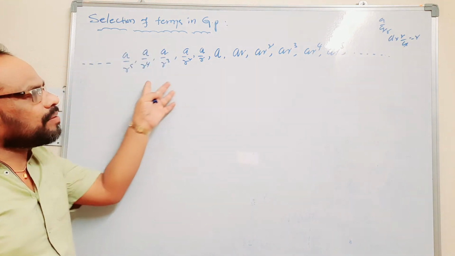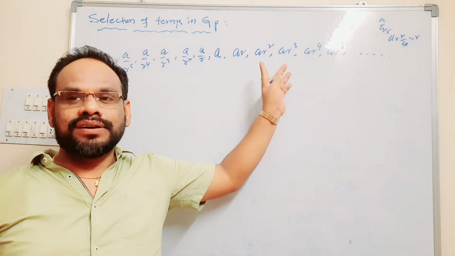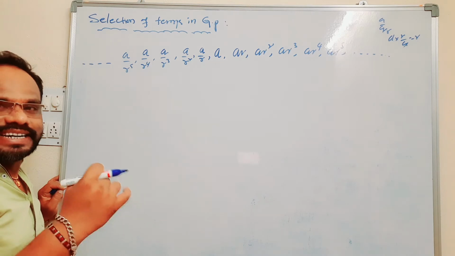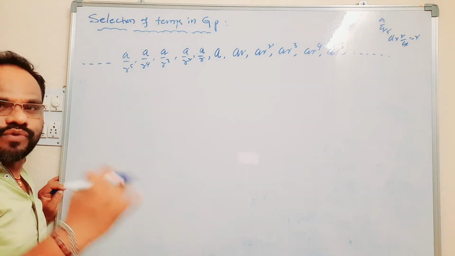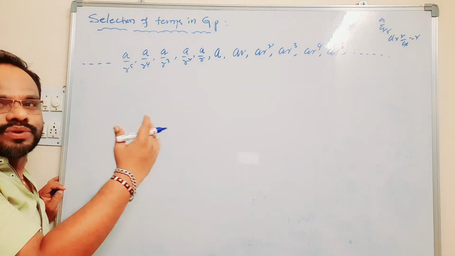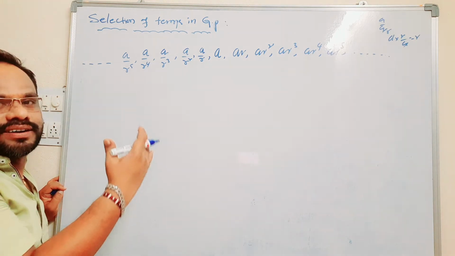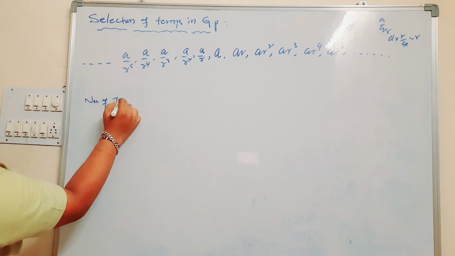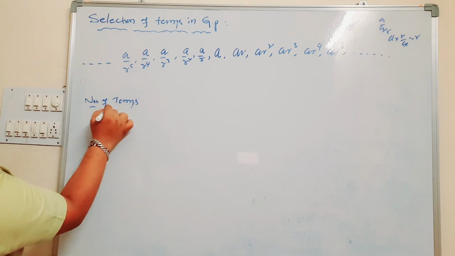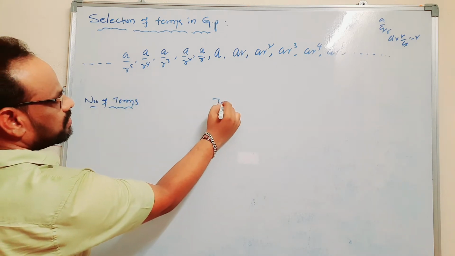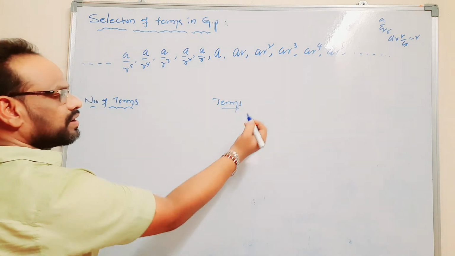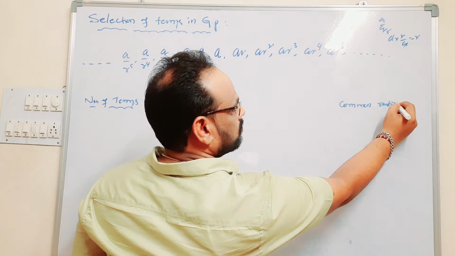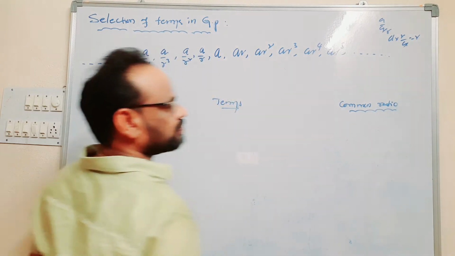With common ratio R, how to select the number of terms? How to select the terms? If you want 3 terms, 4 terms, or 5 terms, how do we assume and select the terms, the number of terms, and what is the common ratio?